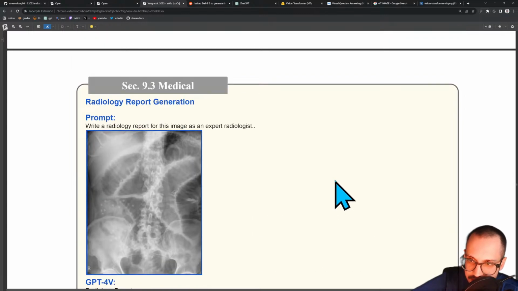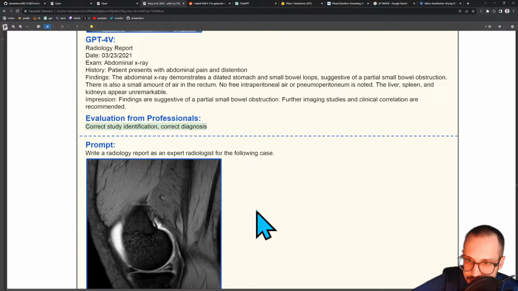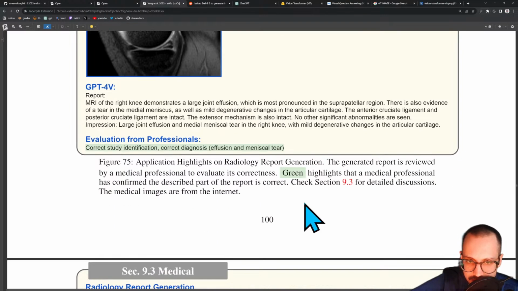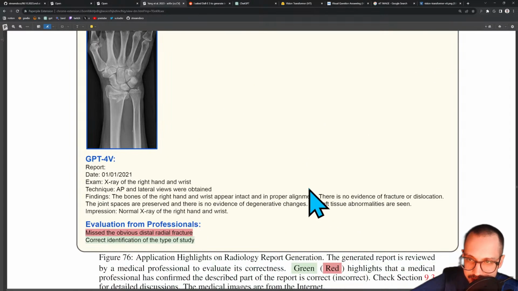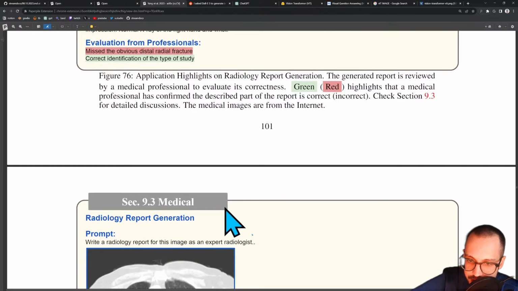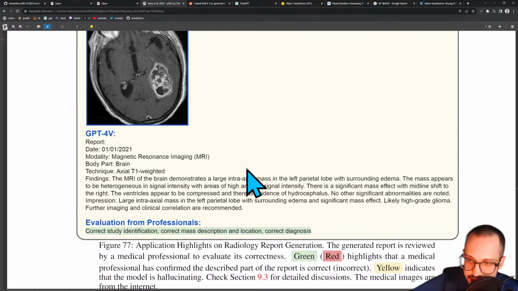Ooh, medical stuff. What is this? I don't know. I have no idea what this is. It looks like a pelvis and like a spine. Small amount of air. Liver, spleen appear unremarkable. This is an MRI of a knee. Dude, doctors are shaking in their boots right now. Missed the obvious radial distal fracture. Identified chest x-rays. MRI images.